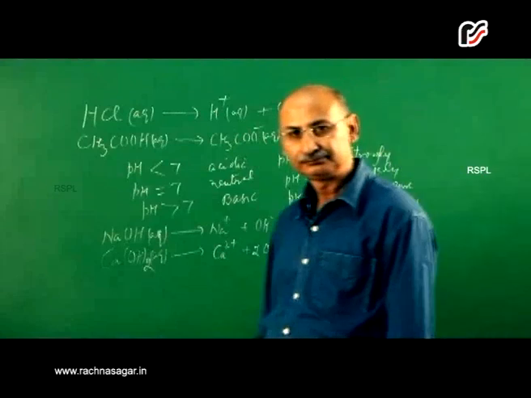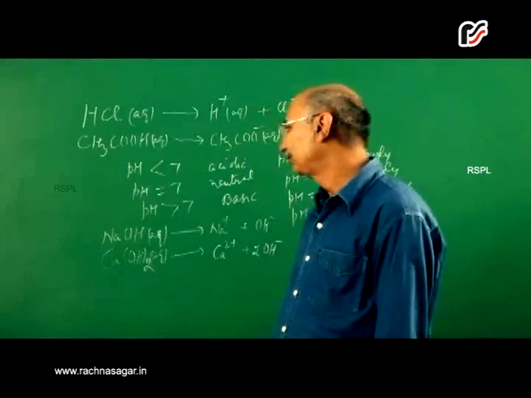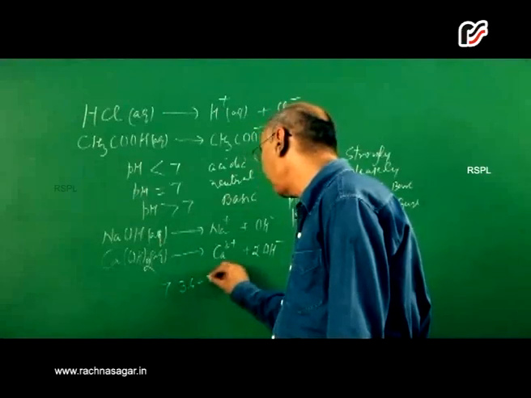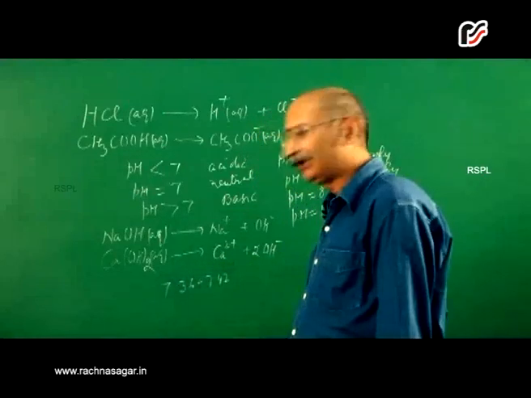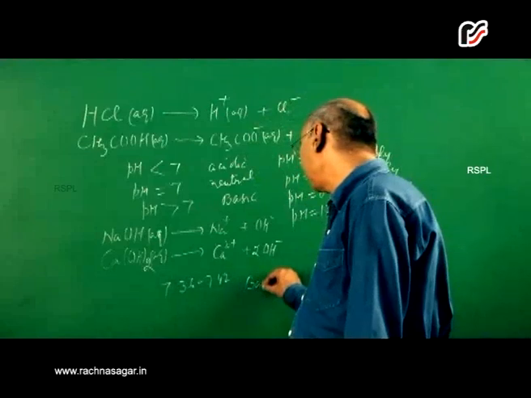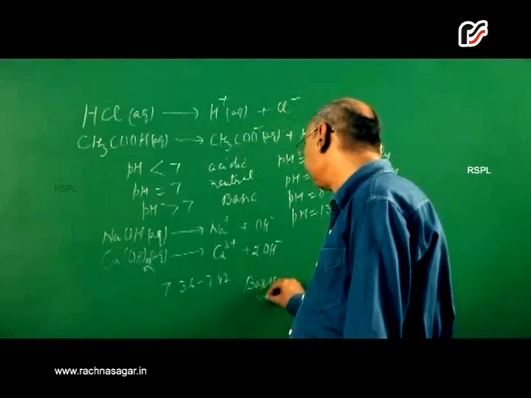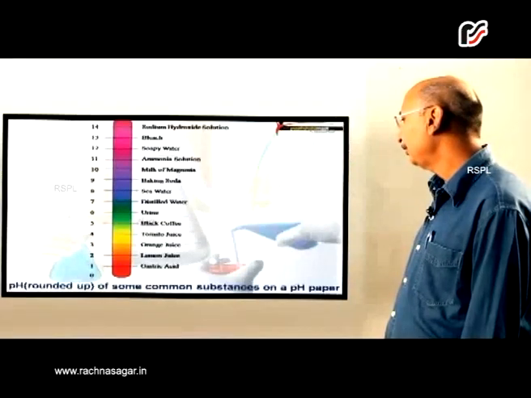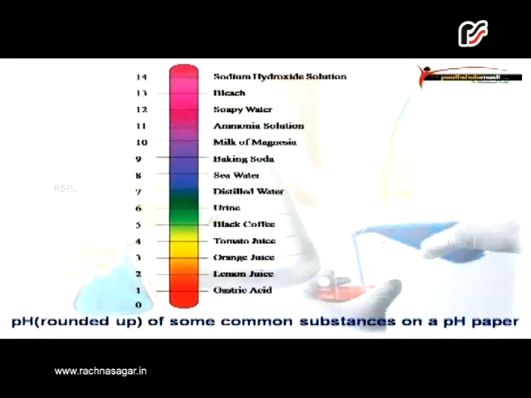Can you tell me what is the pH of blood? Yes, the pH of blood is 7.36 to 7.42. It is slightly basic in nature. Here we are showing you the pH of some common substances on pH paper. It can also be tested with the help of universal indicator.